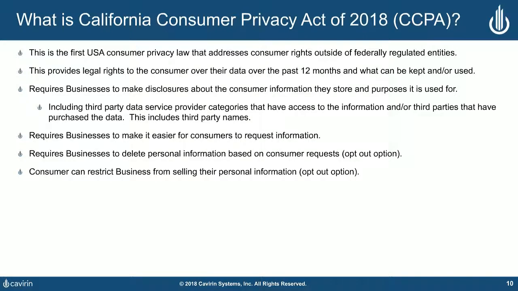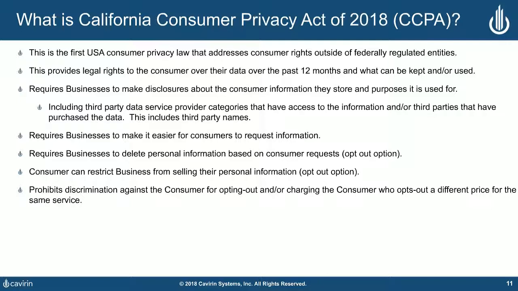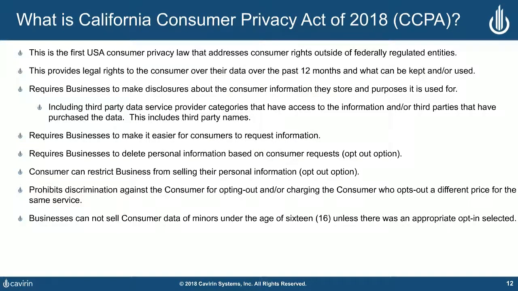In addition to that, consumers can restrict business from selling their personal information. So that's giving the consumer more control. Beyond that, it also says, look, if a consumer opts out, you can't charge a different price for the same service to that consumer just because they've opted out. Beyond that, businesses can't really sell consumer data on minors unless they have the appropriate opt-in selected. So they need to have parents or guardians opt those minors into the program before that data can be utilized.